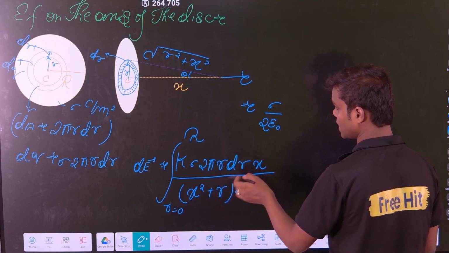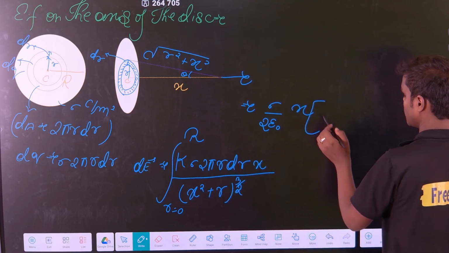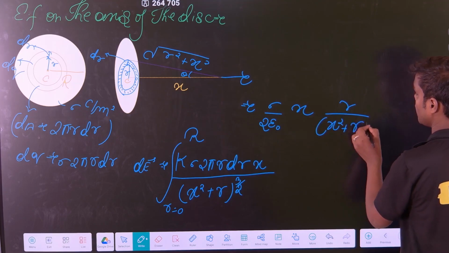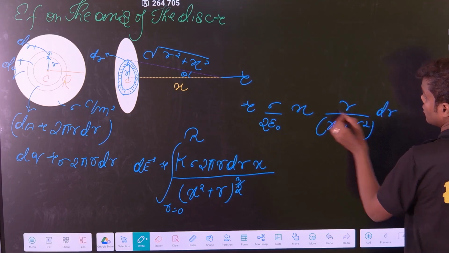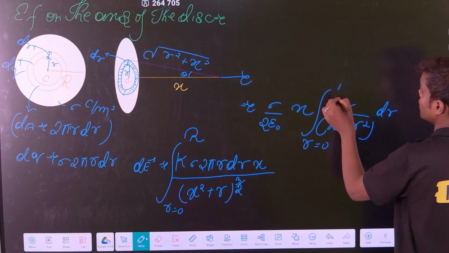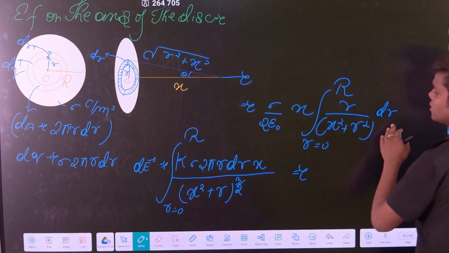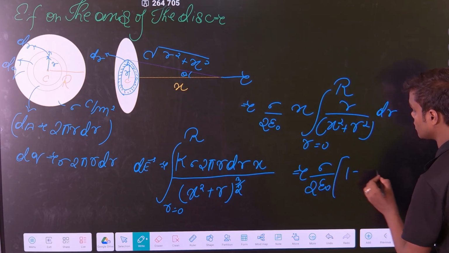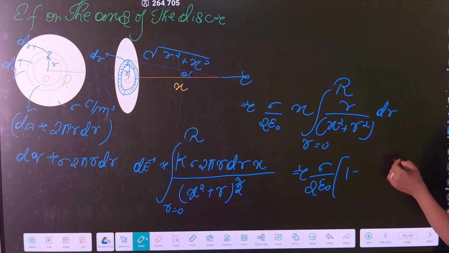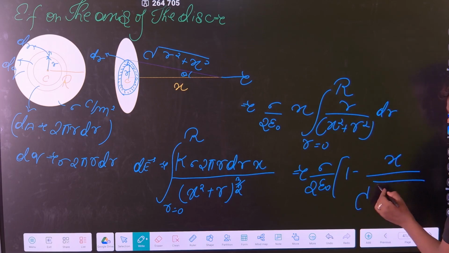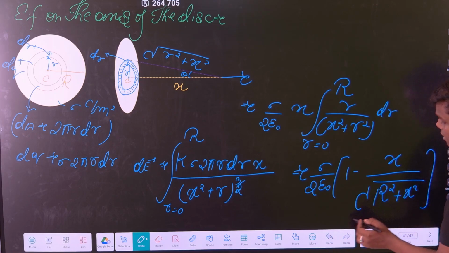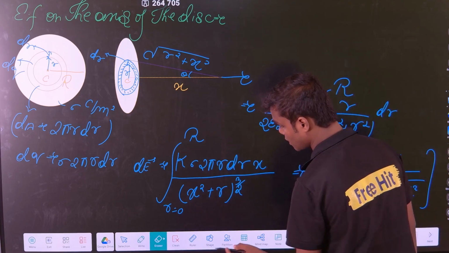x is there. x is the constant, I will take it out. Then we will get R upon (x square plus R square) to the power 3 by 2, into dR, with the integration from R equal to 0 to capital R. I told you how to do this integration. If you integrate this, you will get sigma upon 2 epsilon naught into 1 minus x upon root over of R square plus x square, correct? This is our net electric field.